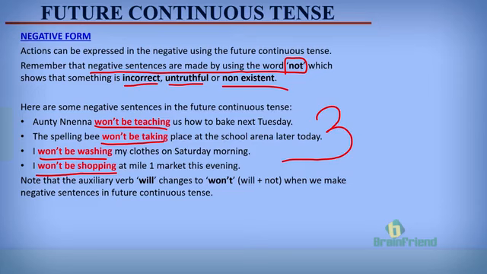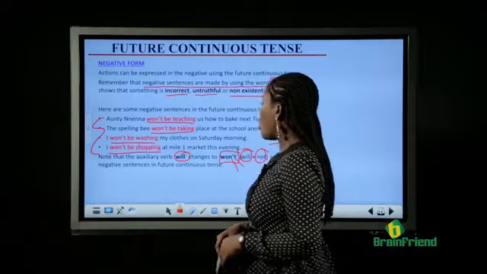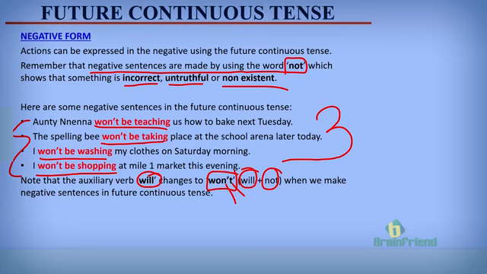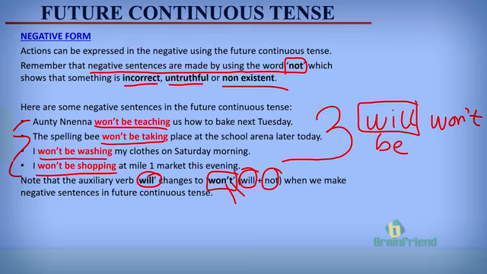Now, notice from these sentences that the auxiliary verb will changes to won't, and won't is made up of the auxiliary verb will and the negative word not. So its short form is won't. Earlier on, in other sentences, which are of course positive sentences, we used the auxiliary verb will and the auxiliary verb be. But for negative sentences, we changed will to won't, as we can see in our examples here on the board.